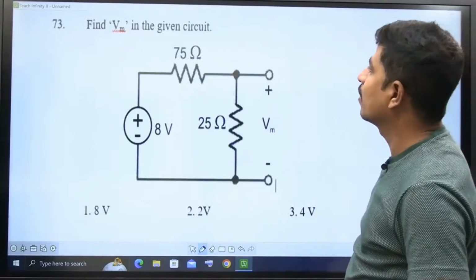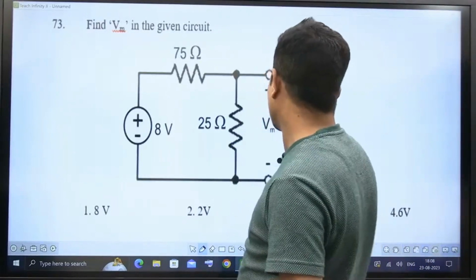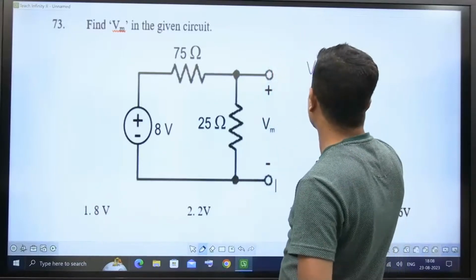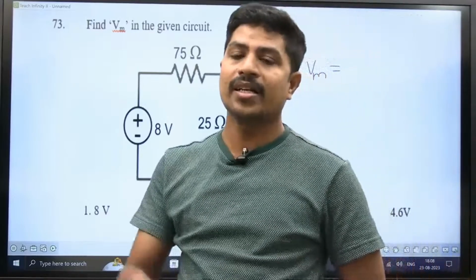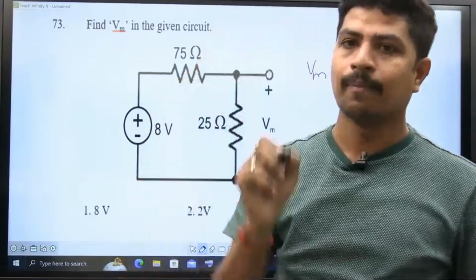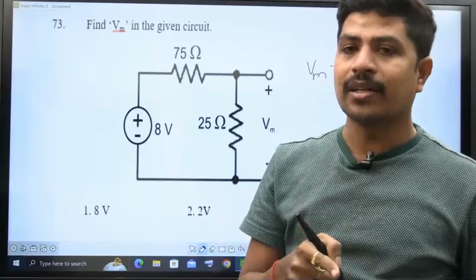Let's go to the next question. Find VM in the given circuit. He's asking about the VM. Apply voltage division. Previously, we got a question with current division, right? He asked us to find the IM. Okay, 5 is downside. Yes, 5 is downside.